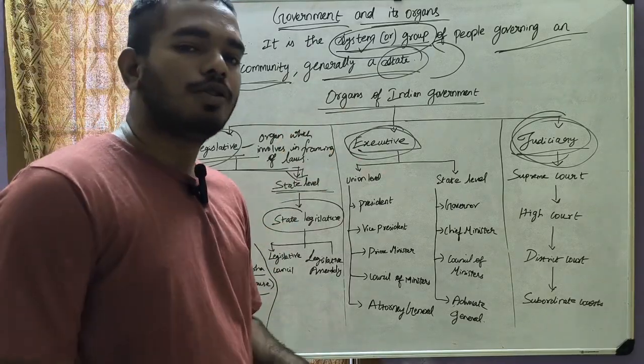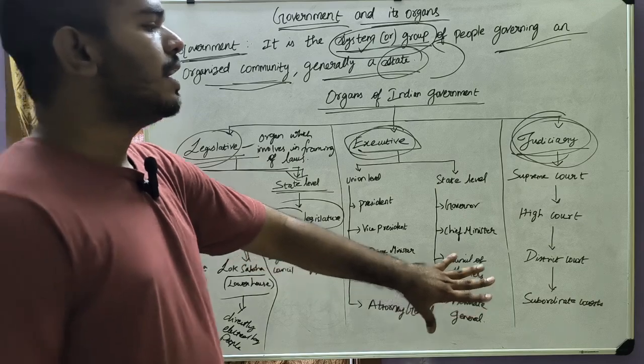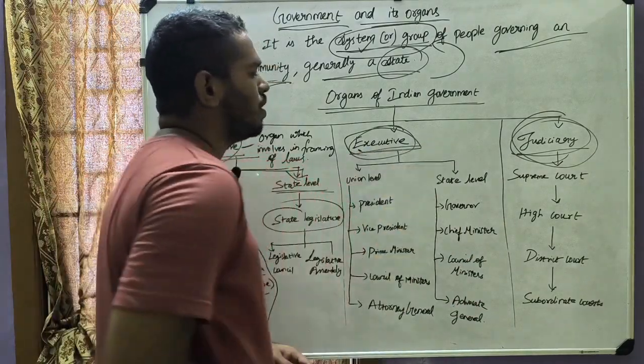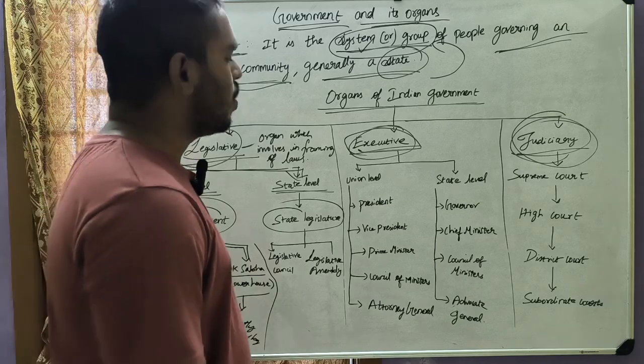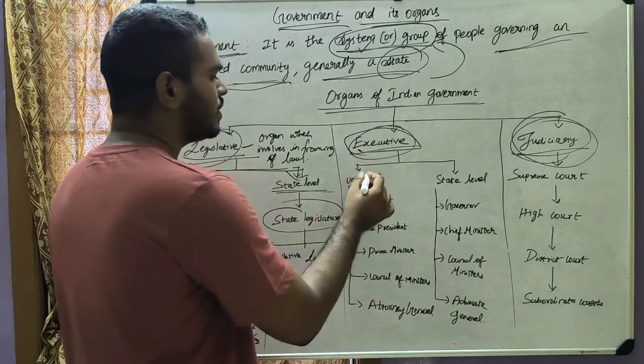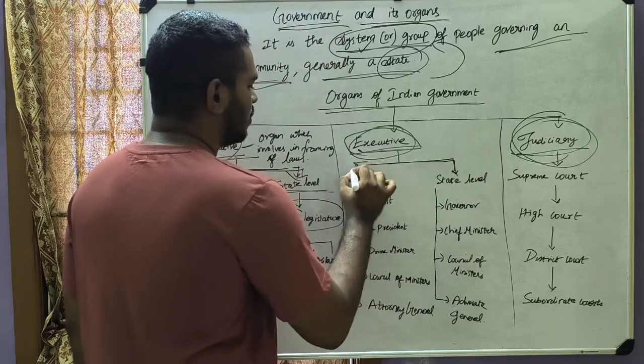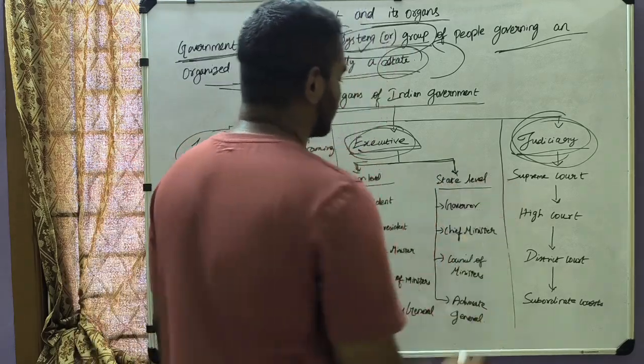In Indian polity, we are going to see all of these in detail in the upcoming videos. Okay. Next, we are going to see the executive organ of a government. Executive organs also consist of two levels. One is the union level. The next one is the state level.